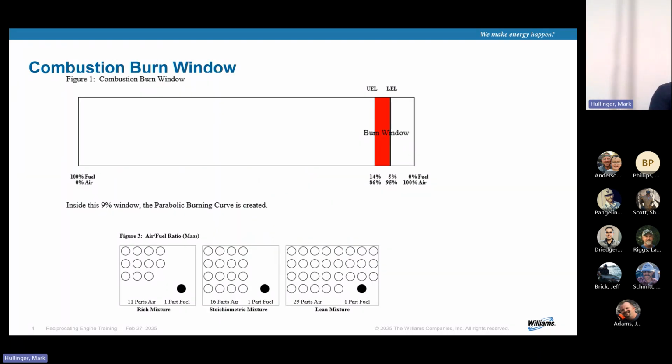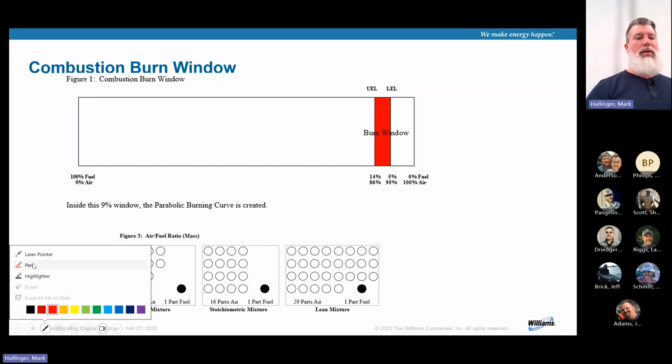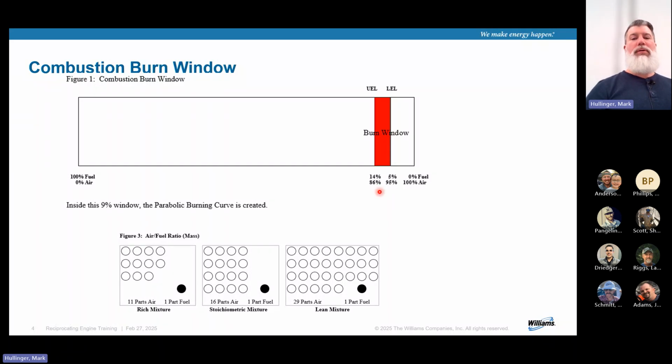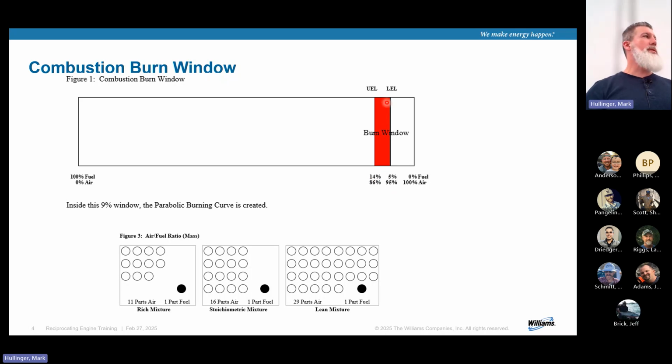We talk about the combustion window, and a lot of times you don't see a picture like this, okay? So on the very left right here is 100% fuel and 0% air. And our burn window is 14% fuel, 86% air. We call that upper explosive limit. The lower explosive limit is 5% fuel and 95% air, okay? Combustion happens inside that window. Everywhere else it won't, okay?